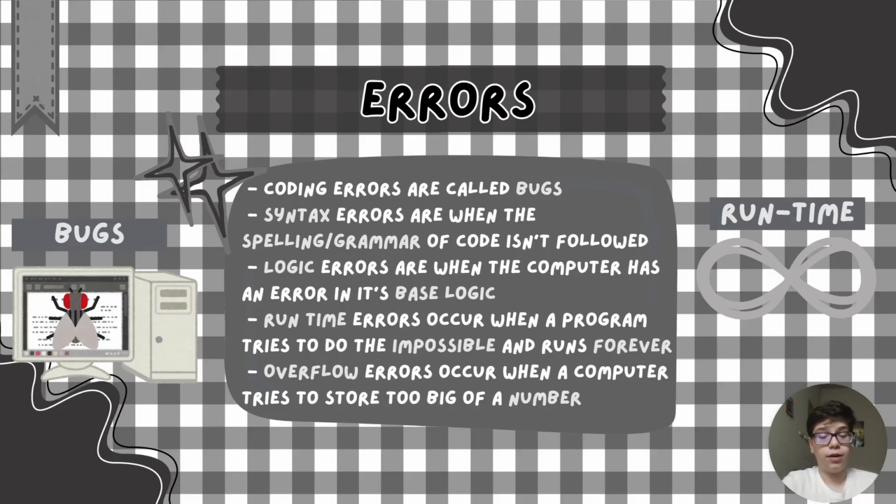Okay, our fourth type of error that we need to know are overflow errors. Overflow errors happen when a computer tries to store a number that's too big. The computer can't store this large of a value, and as a result, it crashes as it can't deal with the number.